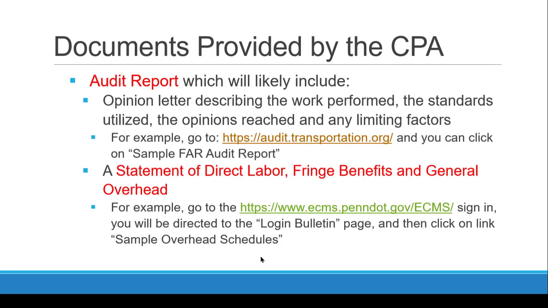So coming back to this page, within the audit report will be included a statement of direct labor, fringe benefits, and general overhead that will again be provided by your CPA firm. If you want to see what one of these looks like, you would go to the link that is shown here.